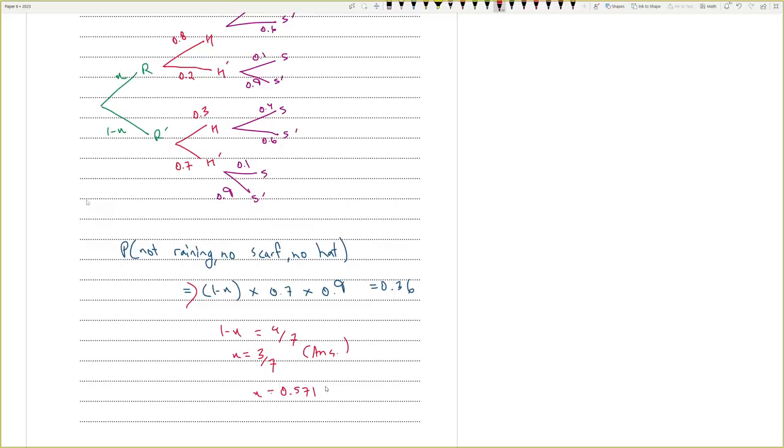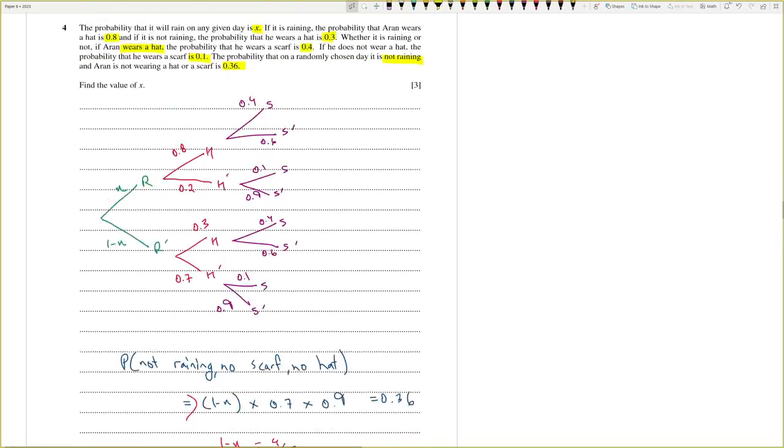Sorry, 3 by 7, yeah? 0.42, 0.429, 0.429. Perfect. I like this question.